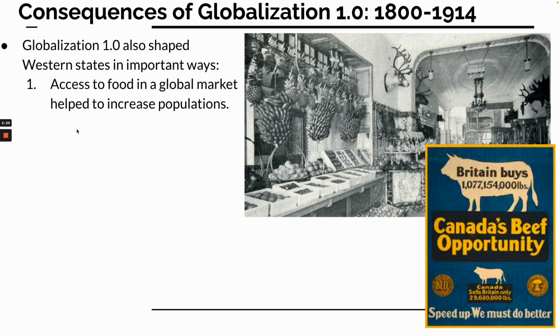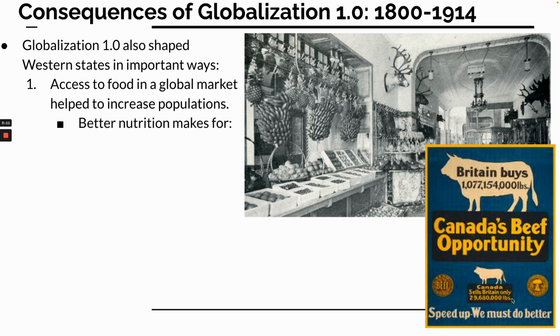And one of the ways that this shapes the West and Western states is by increasing populations. And this is done through better supplies of food. So remember, the food supply, the food market is now global. You get beef coming in from Uruguay. Also, Brits get a lot from Canada. This advertisement is saying how much beef Britain buys, and that Canada is not exporting anything like that amount, and it could be. So they're saying we must speed up beef production to feed Britain.